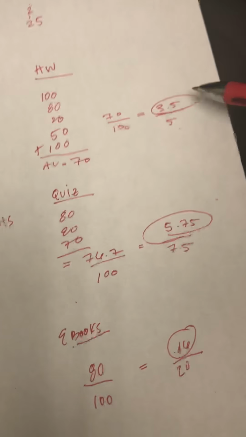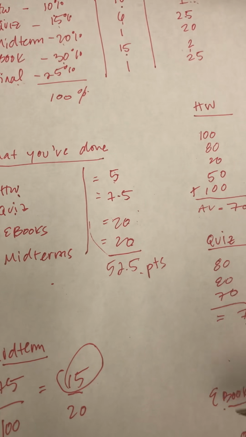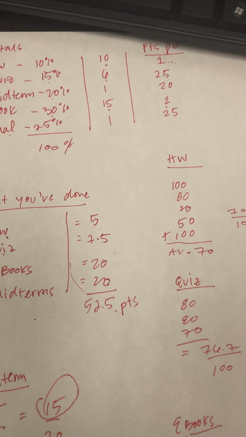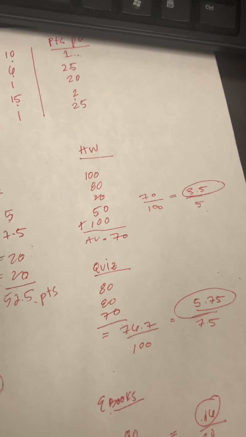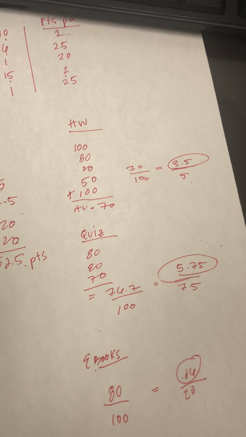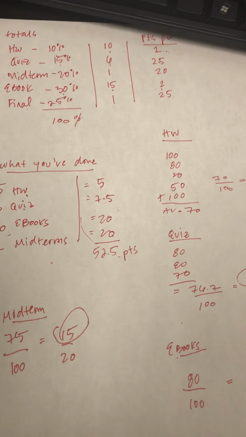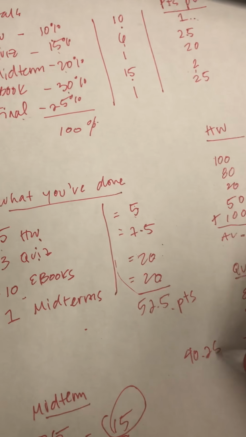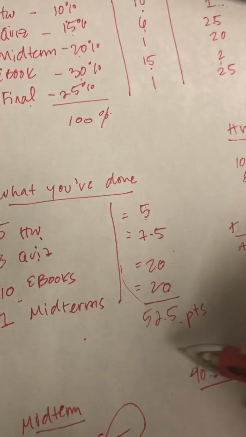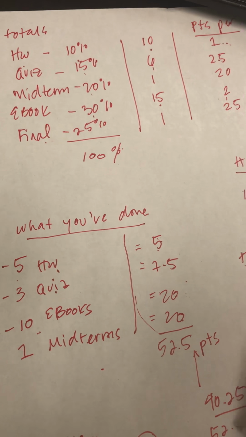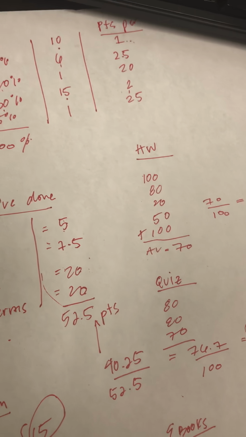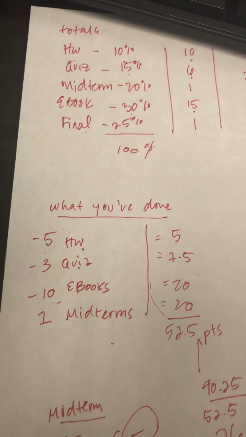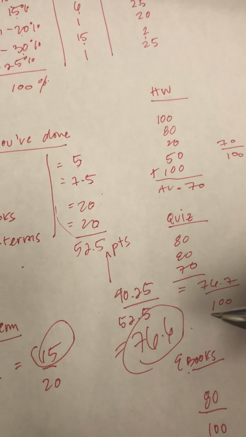So all I'm going to do is take all of my circled numbers and add them up, okay? So I've got 3.5 plus a 5.75 plus 16 plus 15 is going to give me 40.25. Okay, so I have 40.25 points right now in the class out of 52.5. So I'm just going to divide it by 52.5, and it looks like I have a 76.6 in the class. Okay, I hope that makes sense.